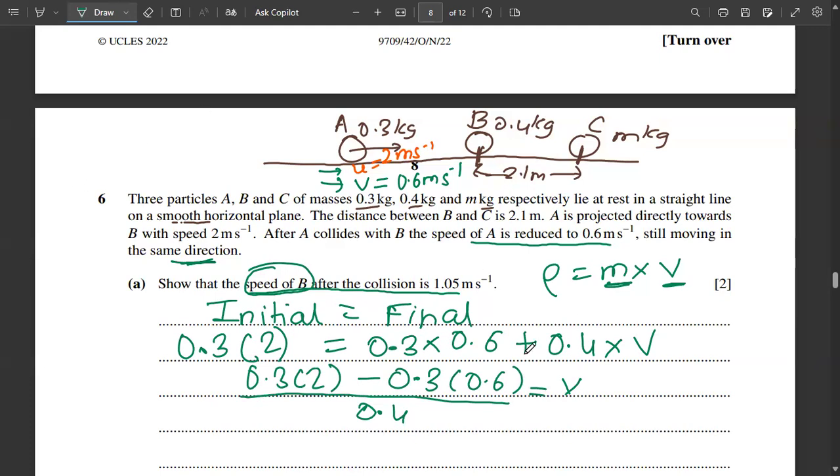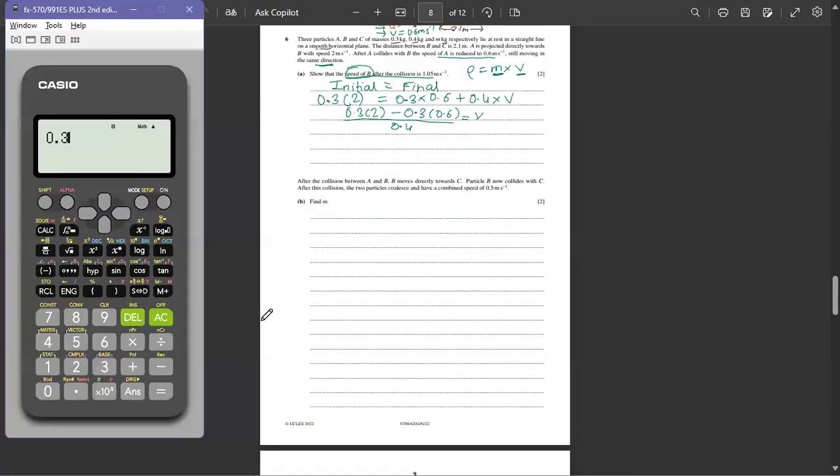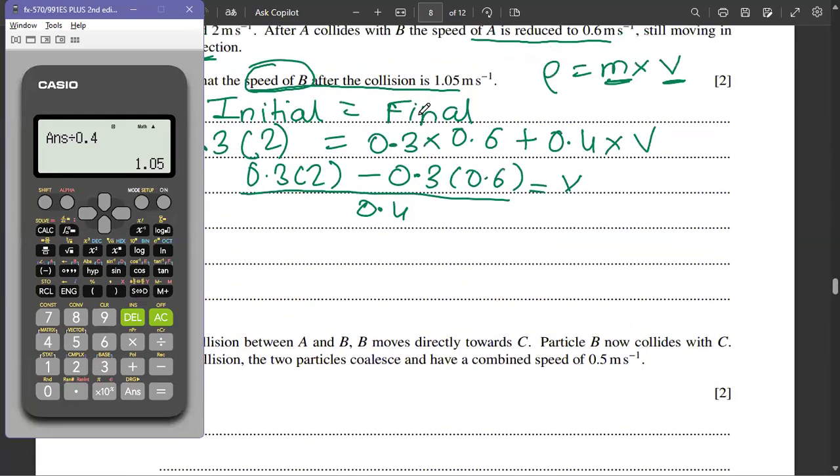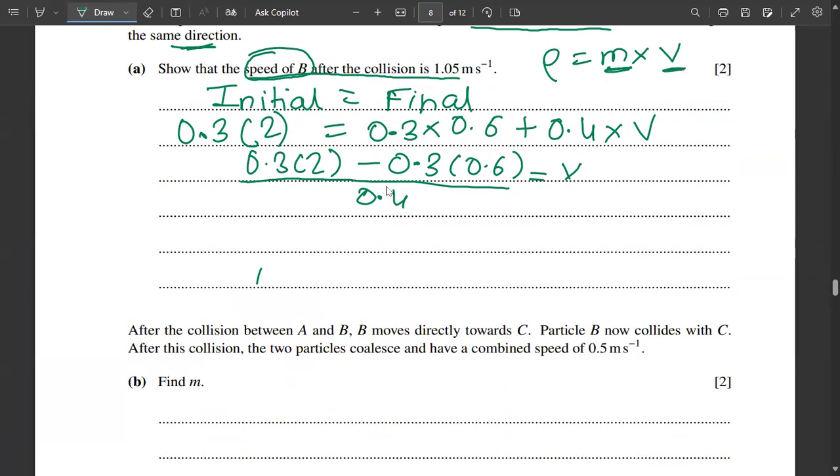Then simply putting this in the calculator, what do we get? 0.3 into 2 minus 0.3 into 0.6, answer upon 0.4. So the answer is 1.05, which is exactly what we need, because they have already told us to show that after the collision the velocity should be 1.05. So V equals 1.05. This question is done.